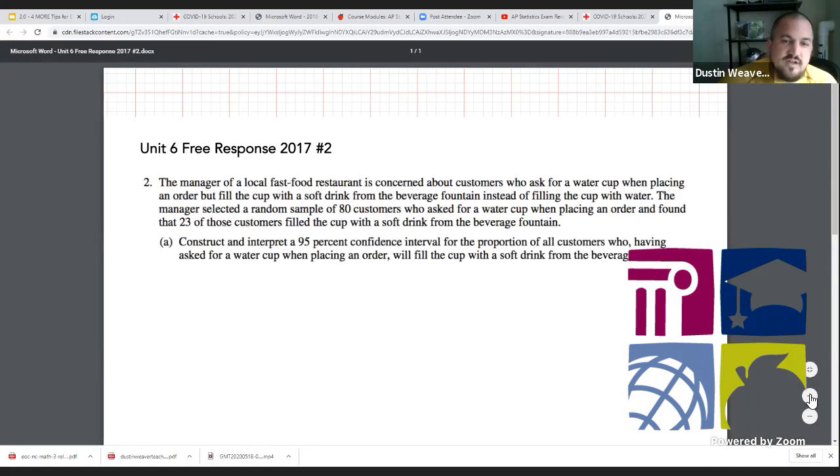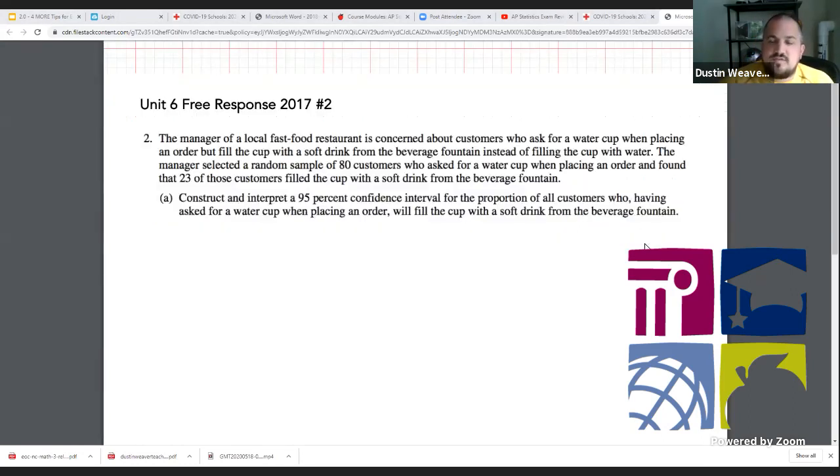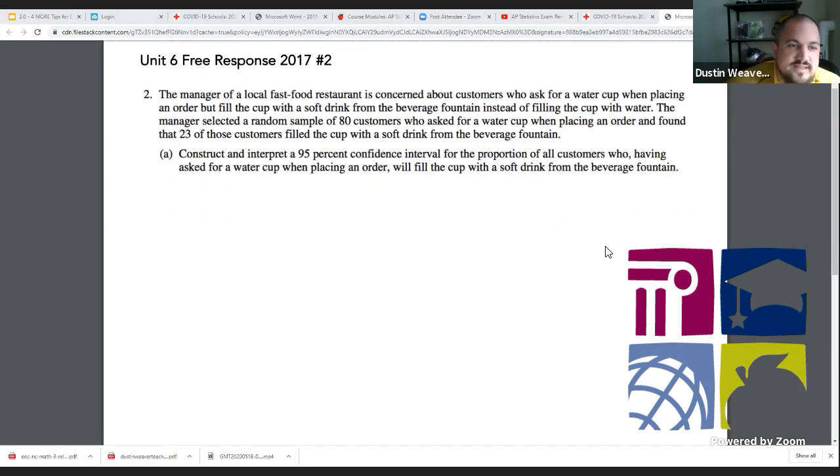Beginning with this, the manager of a local fast food restaurant is concerned about customers who ask for a water cup when placing an order, but fill the cup with a soft drink from the beverage fountain instead of filling the cup with water. The manager selected a random sample of 80 customers who asked for a water cup when placing an order and found that 23 of those customers filled the cup with a soft drink from the beverage fountain.